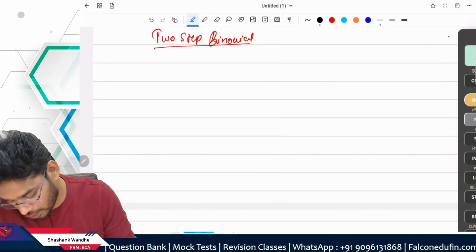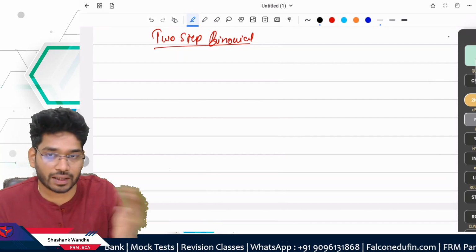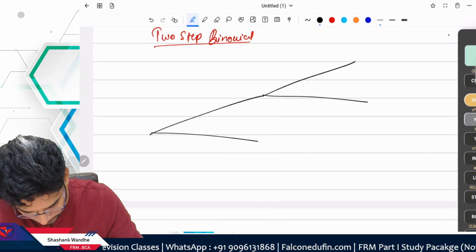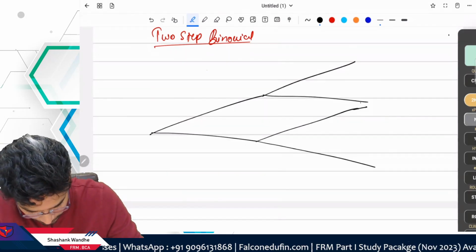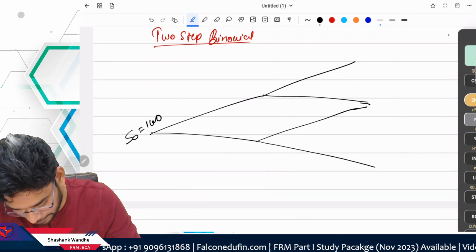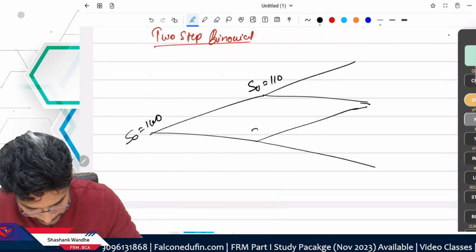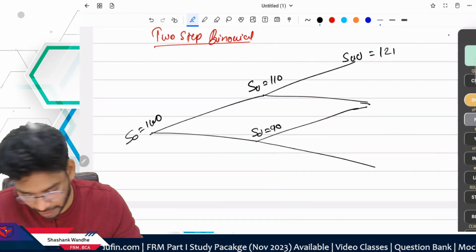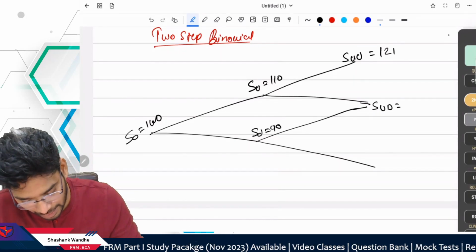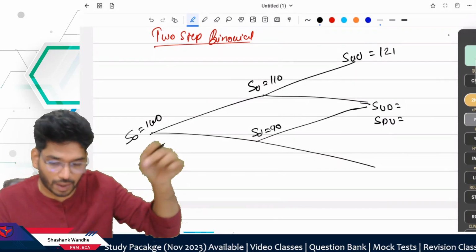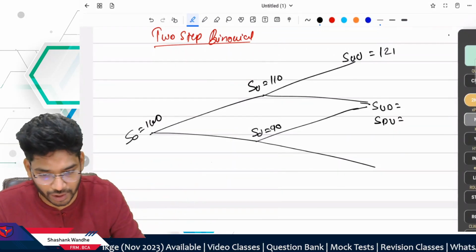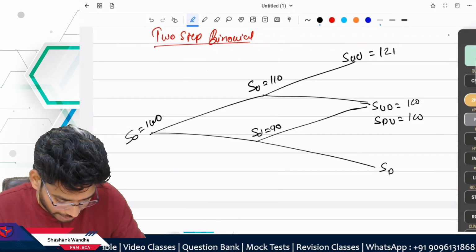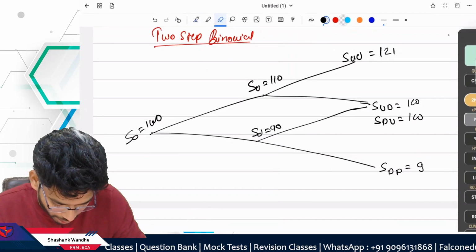Now we will assume the two-step binomial model, with the same information but in two steps. We start with S0 equal to 100, SU is still 110, SD is equal to 90. SUU, I already know, is 121. SUD and SDU, S upward and downward and S downward and upward, are 100 and 100, and then SDD is equal to 81.